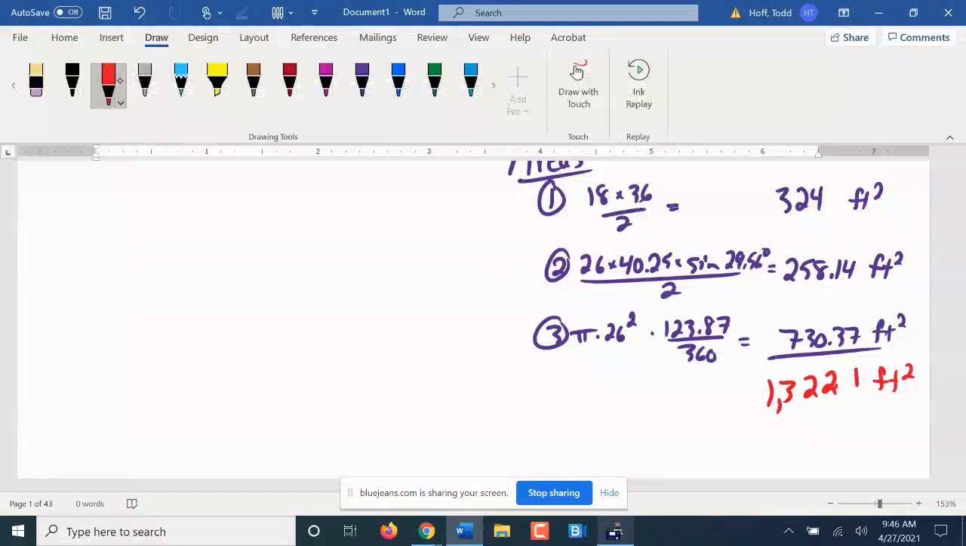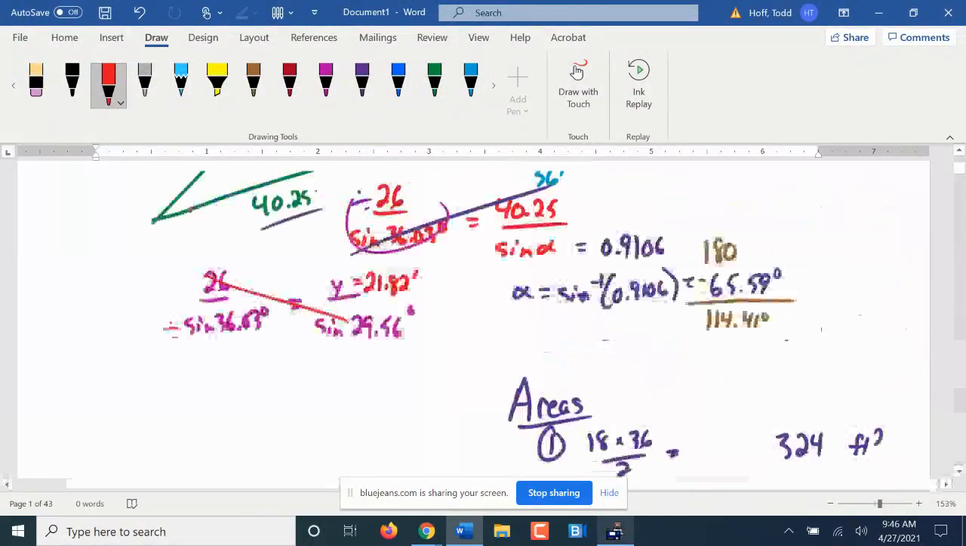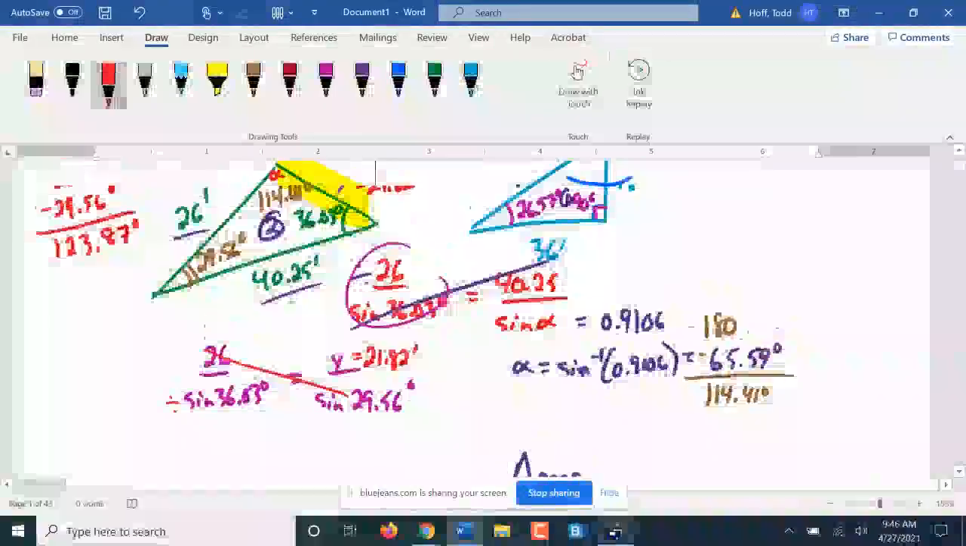$1,322.51 square feet. Now that is the area of that whole piece, including what we had added on to make this calculatable. Now we have to go back and subtract off those pieces.